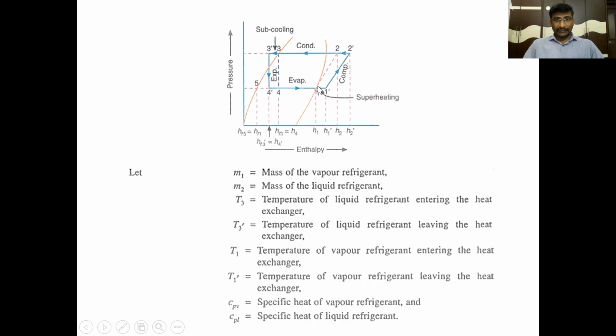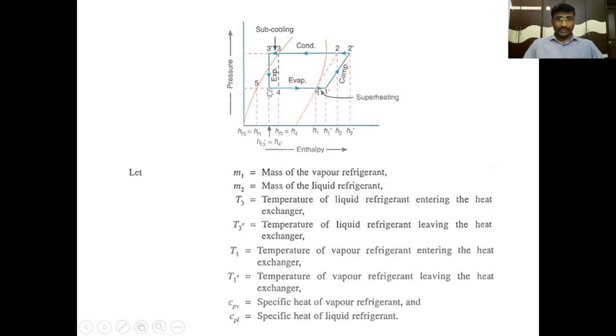After that, 1 goes to the 1 dash superheated state by absorbing heat from the subcooling liquid. So this is not under the refrigeration effect in this case; only 4 dash to 1 is the refrigeration effect. This process occurs by absorbing the heat from the liquid only, so it is not the evaporation process. You should not take it as refrigeration effect. 1 to 1 dash is not under the refrigeration effect. Clear?